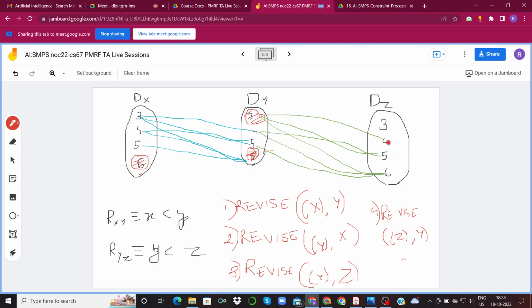Right, so 4 is connected to some element in dy, 5 is connected to some element in dy, 6 is connected to some element in dy, but 3 is not connected to any element, so we'll mark 3. So these 4 steps consist of the first cycle.